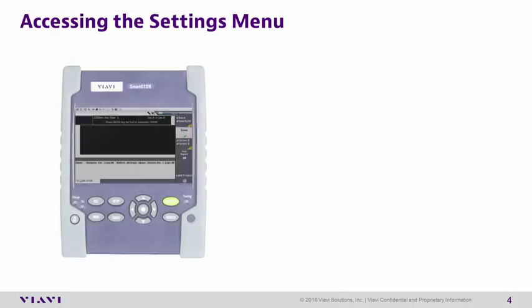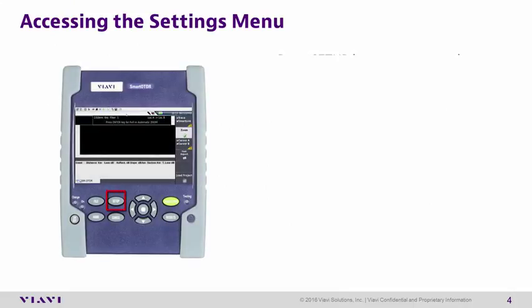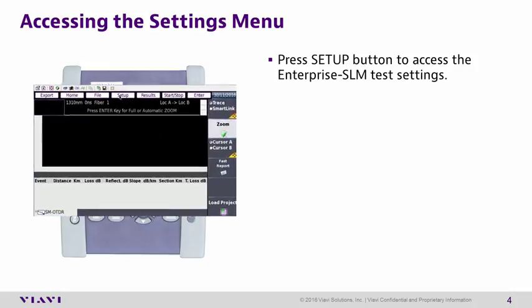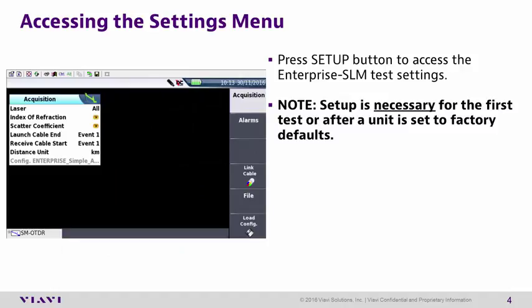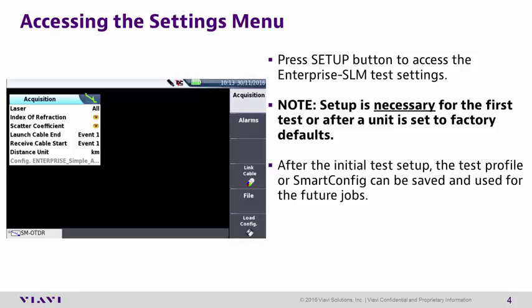Accessing the settings menu. Once on the results page, go ahead and press the Setup button to access the Enterprise SLM test settings screen. Note, accessing the setup page is necessary before running your first test. This is also necessary if you set the unit back to factory defaults. After the initial setup, the test profile or smart configuration can be saved and used for future jobs.